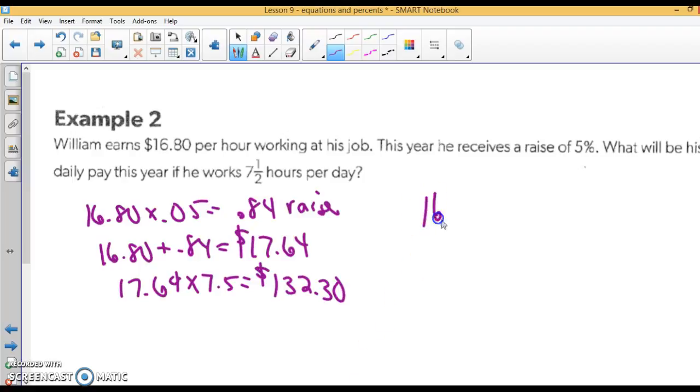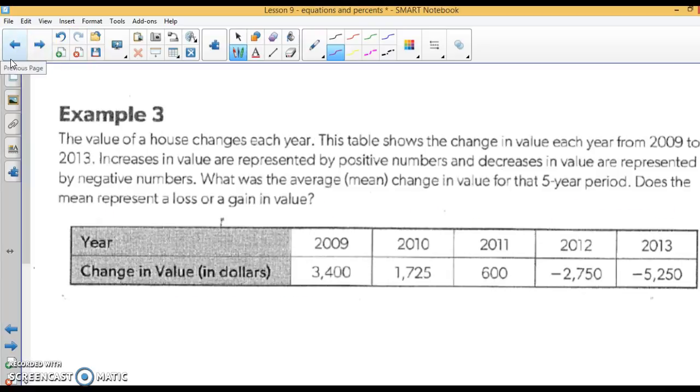That is not what I would do. I would do 16.80. Now, that's how much he gets per hour. He's getting a 5% raise. So couldn't I multiply this by 105% because he's getting paid 100% of this and 5% on top of it. If you do that, you get 17.64. It goes straight to the new hourly rate times 7.5, and you'll get 132.30.